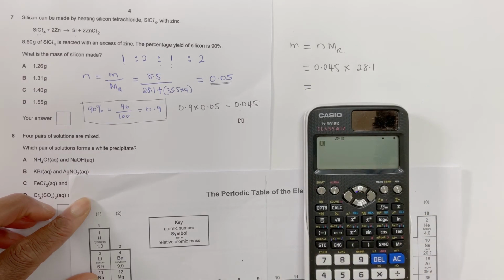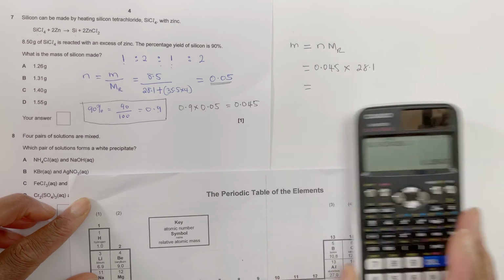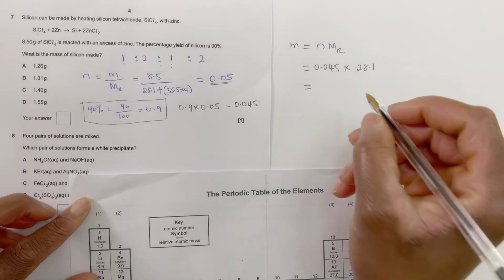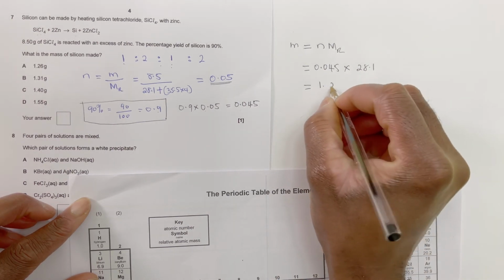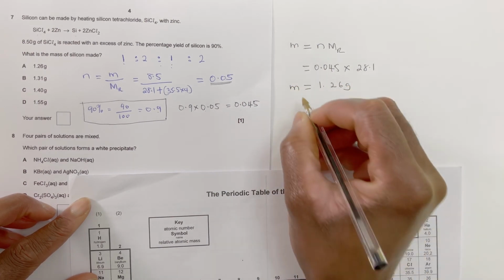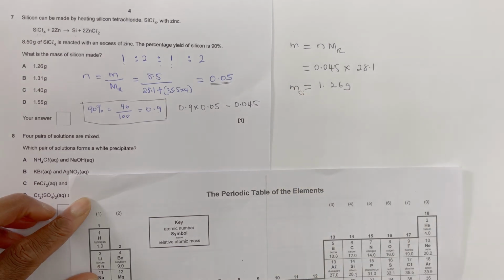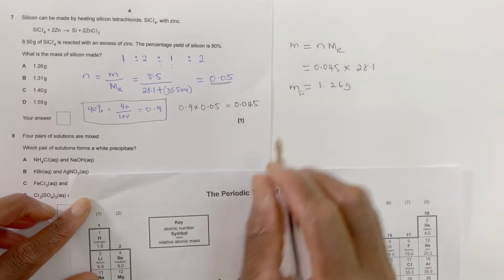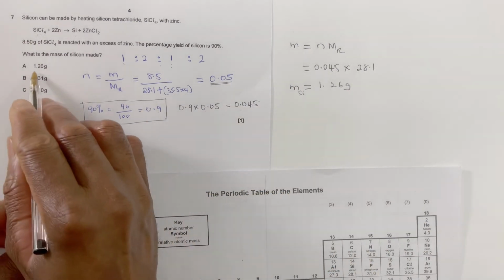If I punch that into the calculator, 0.045 times 28.1, we get 1.26. So that's 1.26 grams. That's the mass of silicon yield at 90%. And that's A.